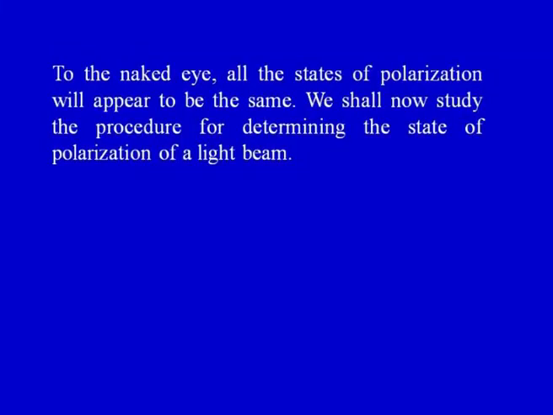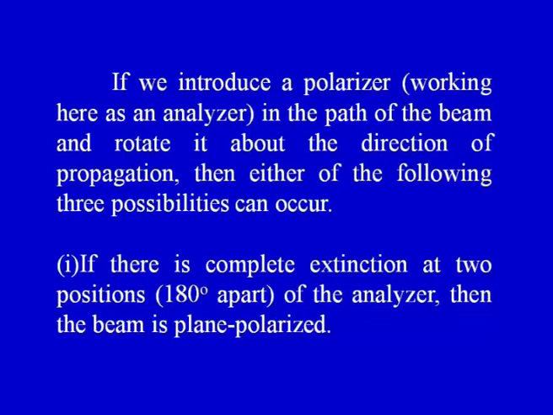So, we have 7 different possibilities. One thing should be noted, to the naked eye, all these states of polarization will appear to be the same, absolutely no difference. We shall now study the procedure, what steps are to be taken for determining the state of polarization of a light beam. If we introduce a polarizer working here as an analyzer in the path of the beam, and we rotate it about the direction of propagation, then either of the following 3 possibilities can occur. You see, the incident light beam is there, which is to be analyzed. We pass it through a polarizer and we rotate the polarizer about the direction of the beam and watch what happens.